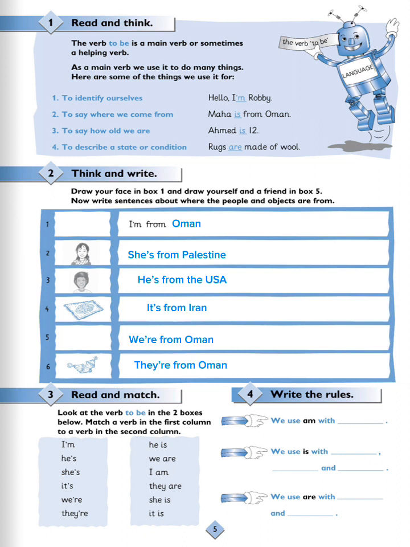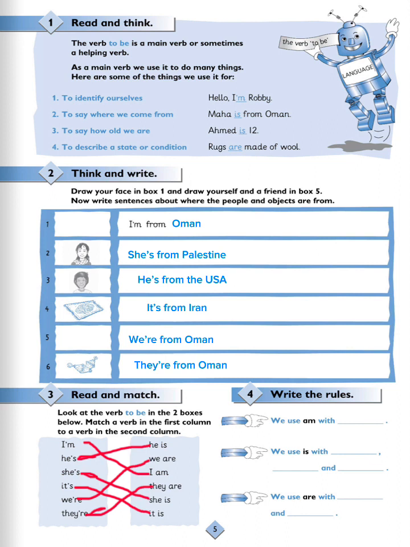Exercise number 3. Read and match. Look at the verb to be in the 2 boxes below. Match a verb in the first column to a verb in the second column. Let's see the answers. We have am, he is, she is, it's, we are, they are. Now, let's move to exercise number 4. Write the rules.